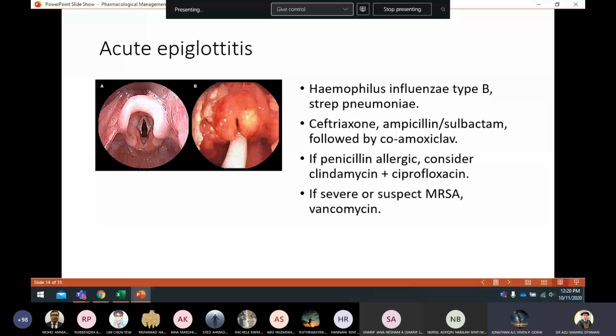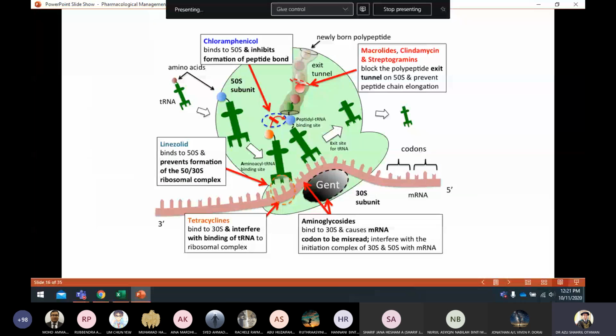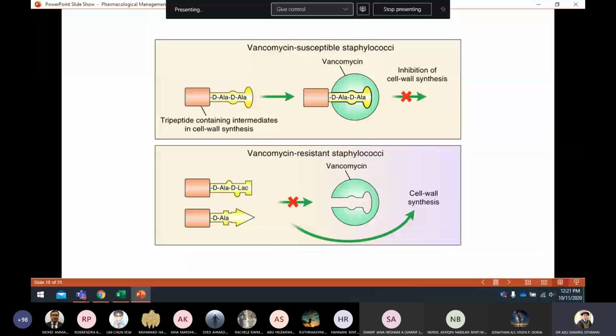Methicillin resistant Staph aureus. Okay, so if it's MRSA, the treatment of choice is vancomycin. That is what we hope will work against MRSA.